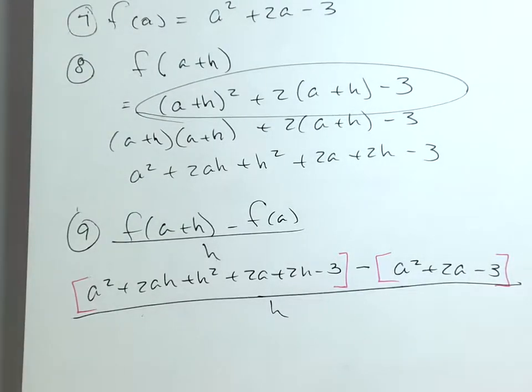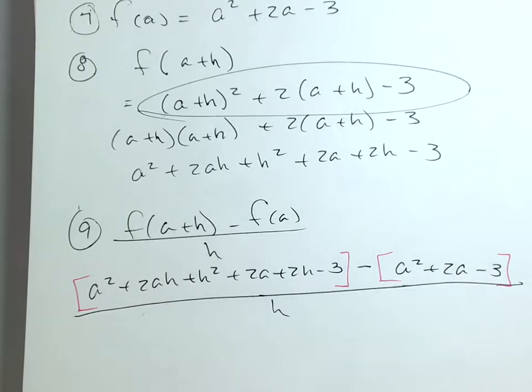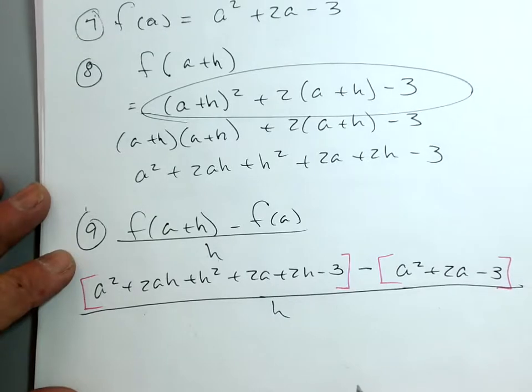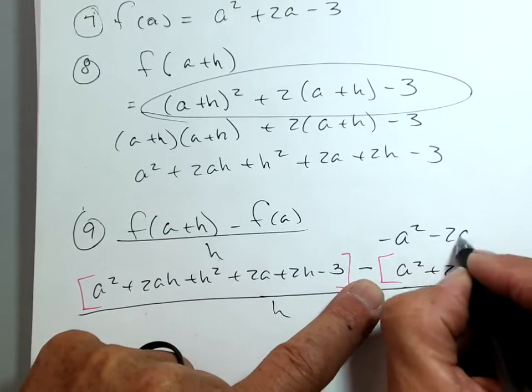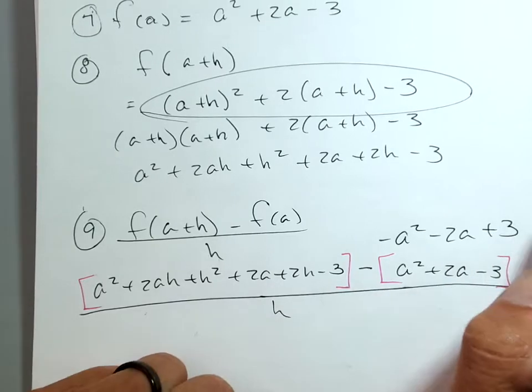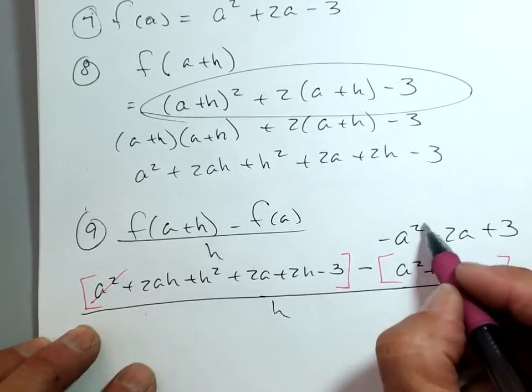Now, I've got some simplification to do. Remember that all of the f of a's should cancel. But don't you have to include the negative? Yeah, let's do that so we don't make a mistake. So negative a squared minus 2a plus 3. Nice job, Landon. That way we don't make a mistake with our double negatives, right? Okay, and then that will cancel with that.